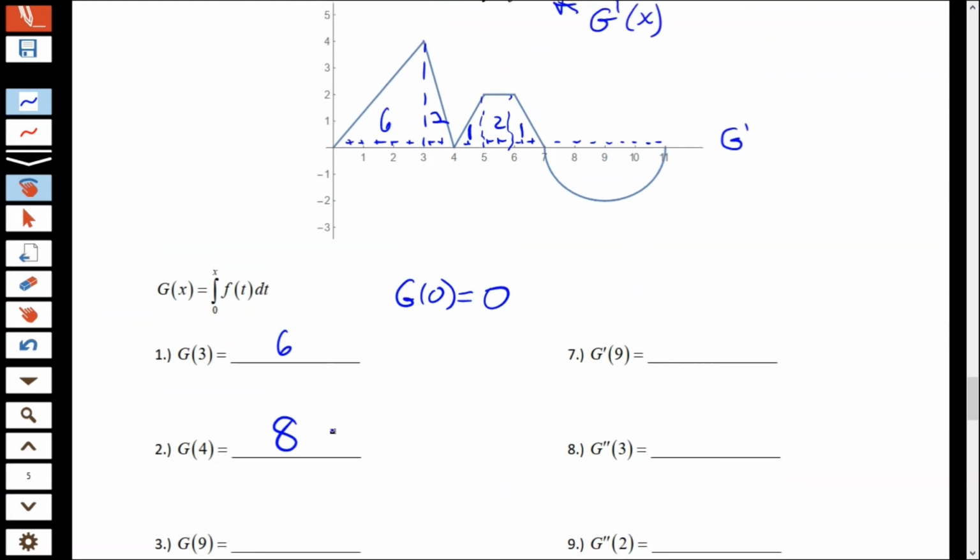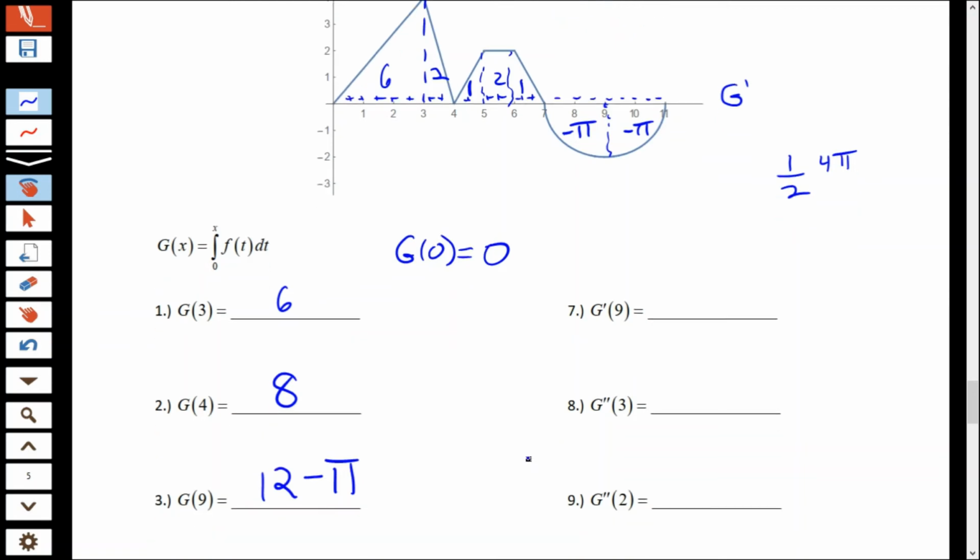G of 9 is accumulating all the signed area up to here. We're going to have some that's going to cancel out, right? So the area of the semicircle is 1/2 pi r squared. Your radius is 2, so that's 1/2 pi times 4, which is 2 pi. So this is going to be negative pi here and negative pi on the other side. So g of 9, the integral from 0 to 9, is 8, 9, 10, 11, 12. I'm going to have 12 minus pi as my answer, right? G of 11 goes all the way there. It's going to be 12 minus 2 pi.